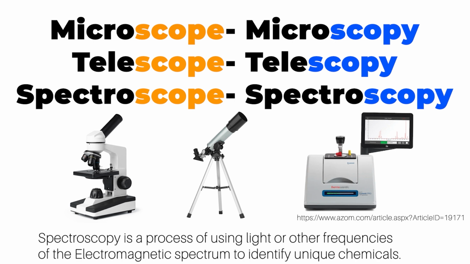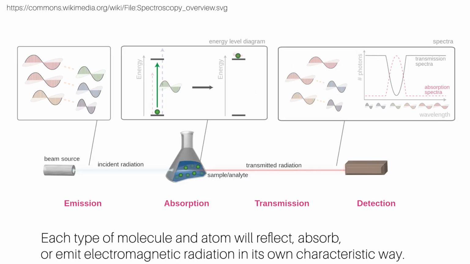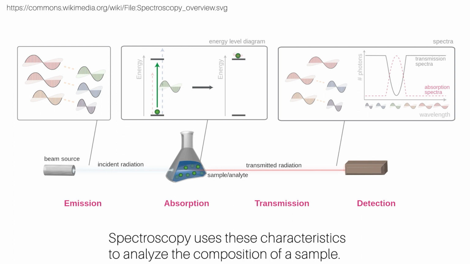Spectroscopy is a process of using light or other frequencies of the electromagnetic spectrum to identify unique chemicals. Spectroscopy can be used to detect, determine, and quantify the chemical composition of a sample. Each type of molecule and atom will reflect, absorb, or emit electromagnetic radiation in its own characteristic way. Spectroscopy uses these characteristics to analyze the composition of a sample.